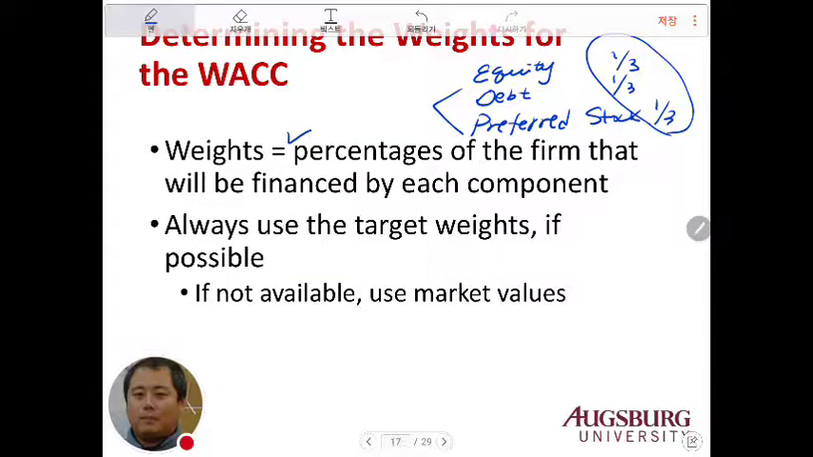So the weight is always changing, right? Now we always use the target weight, which is the weight that the company should target, because in fact, your current weight is always changing. So the company usually has a target weight for each component. If it is not available, then we can use the market value.